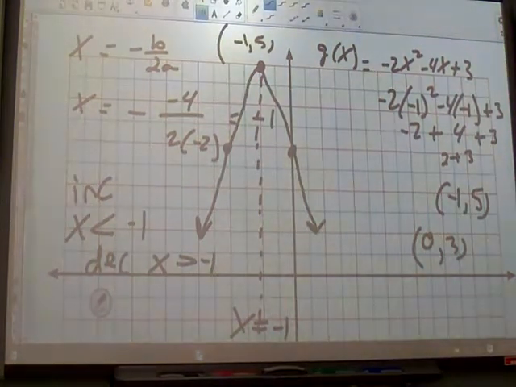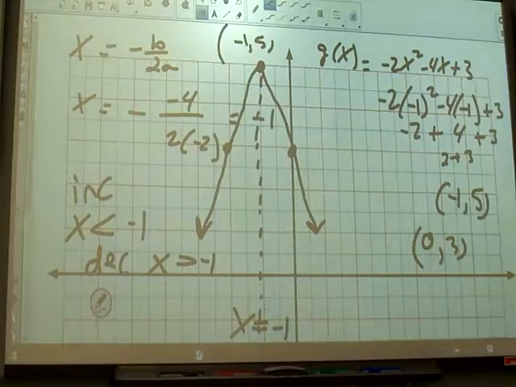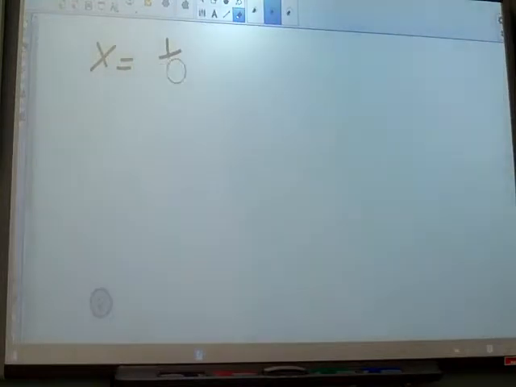Push pause. I underline focus. So this thing is pointing to the right. You should see a parabola pointing to the right. Left and right is x equals, not 14. Wait. It'd be 8, wouldn't it?